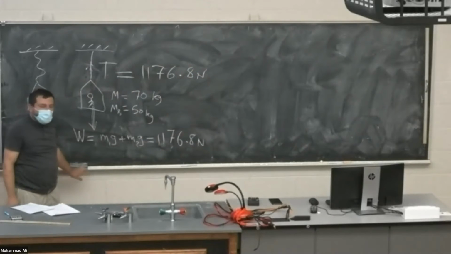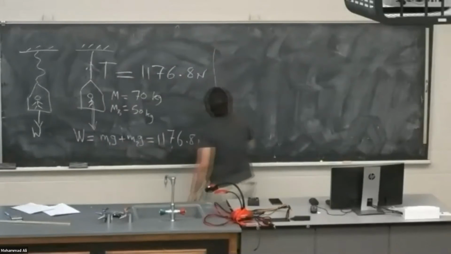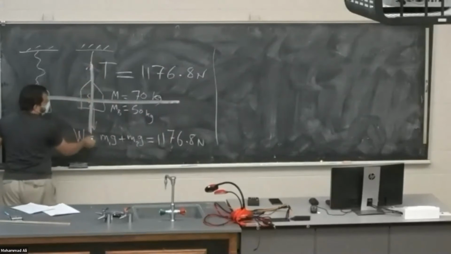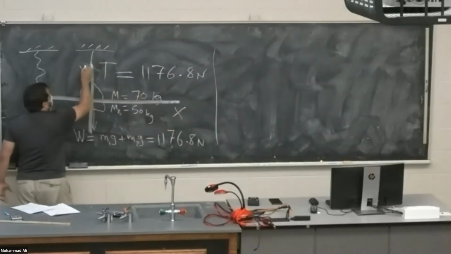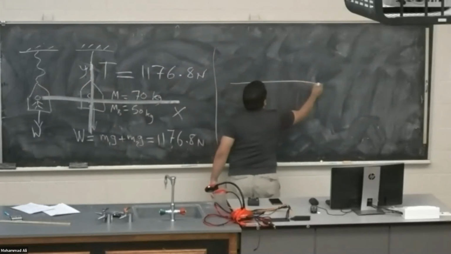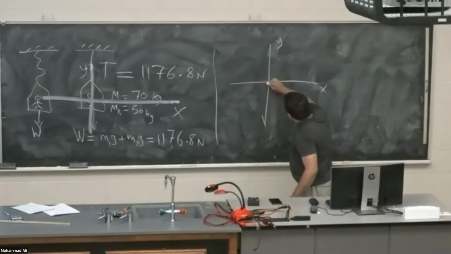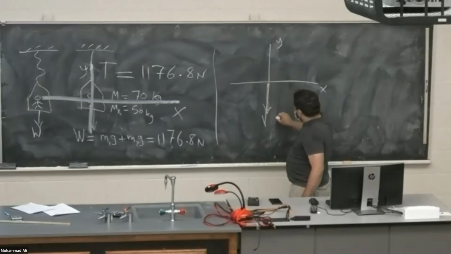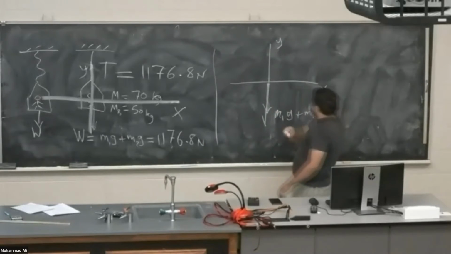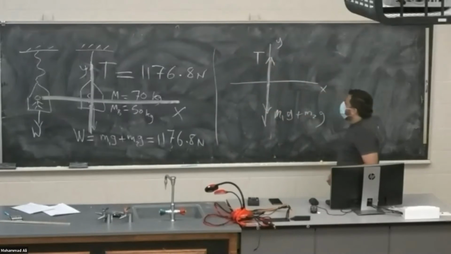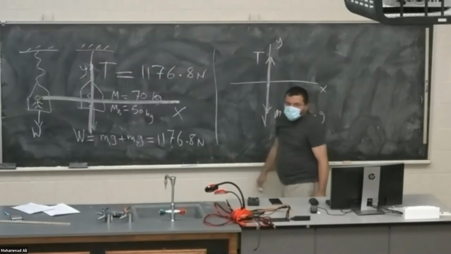How can we find that? It's simple. We can assume our XY plane like this. This is X, this is Y. We have downward forces, which are M1G plus M2G. We have a tension force upward. We don't have any horizontal forces.